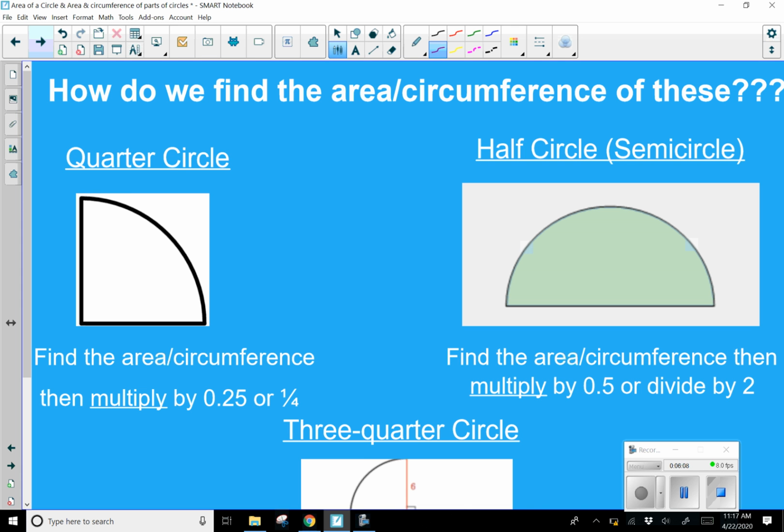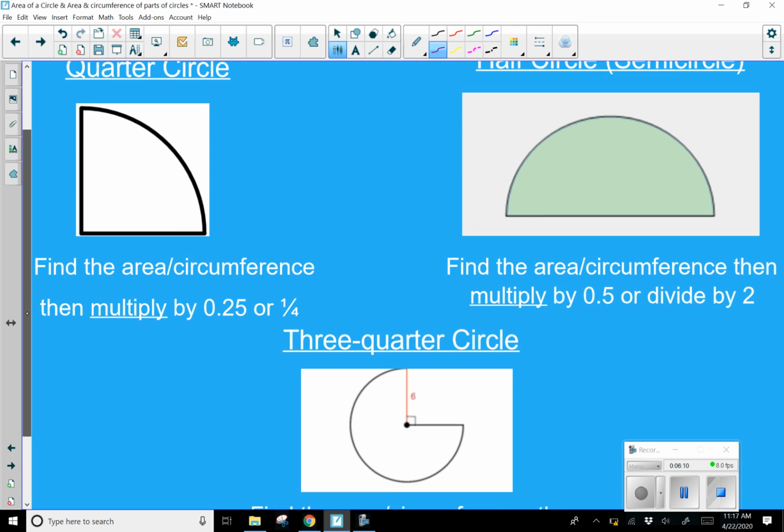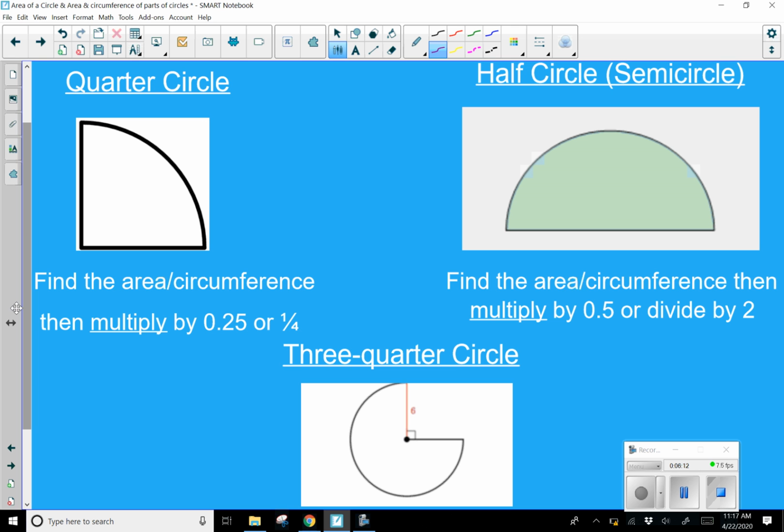However, depending on how much of the circle they give you, that's how you're going to solve it at the end. So in my first example right here, you'll see I have a quarter circle. So you're just going to find the area or circumference like you normally would. And at the end of your problem, you're going to multiply by 0.25, because we know that 1/4 is equivalent to 0.25.